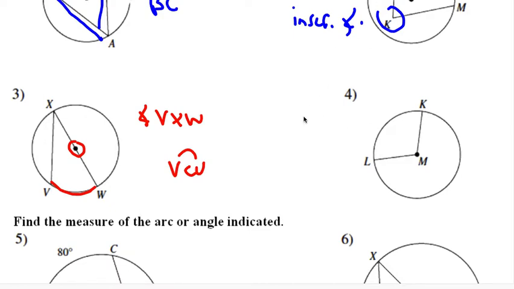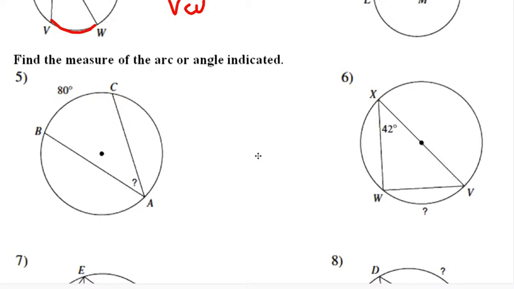If you remember way back to the last type of angle we learned about, M is the center, this angle is created by two radii. This is a central angle, which is not an inscribed angle. So find the measure of the arc or angle indicated.